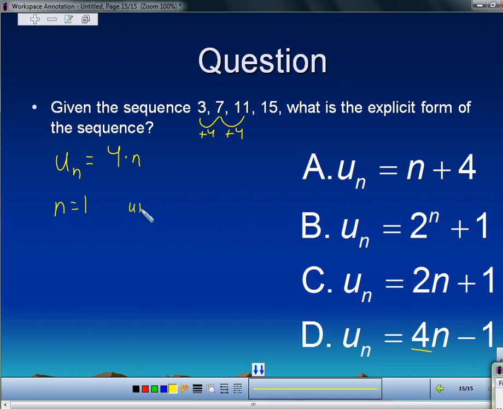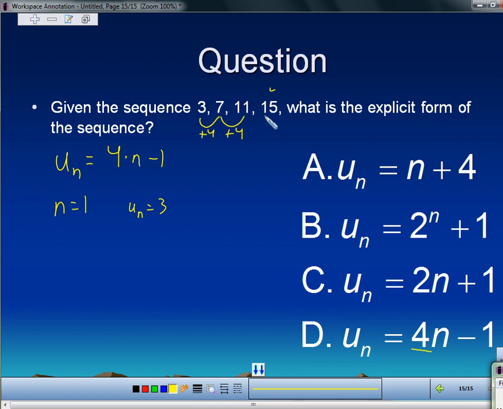So if n is 1, U sub n is equal to 3. So 1 times 4 gives me 4. What am I going to add to it to get to 3? Negative 1. I want to test it out, make sure that it works. So I'm going to go up here. This is the 4th term. 4 times 4 is 16, minus 1 is 15, and it in fact works.